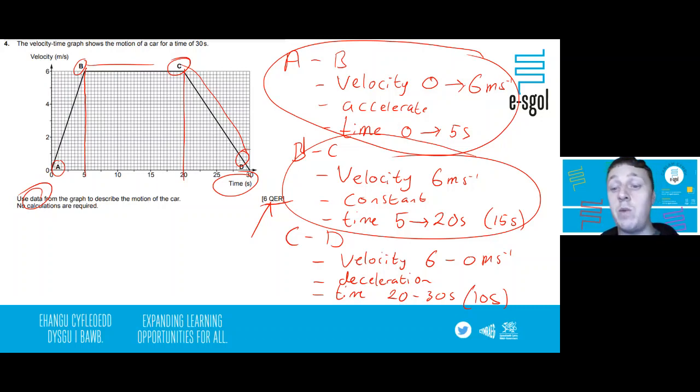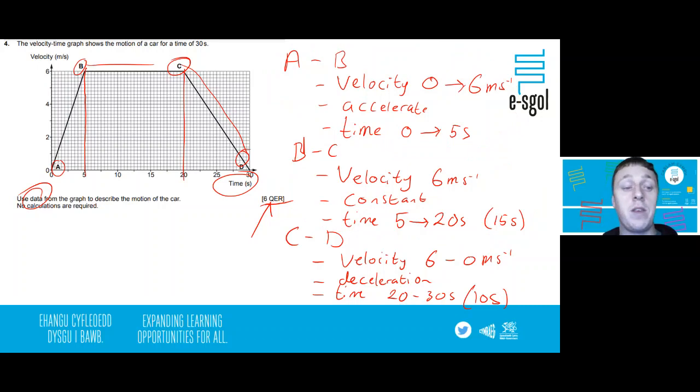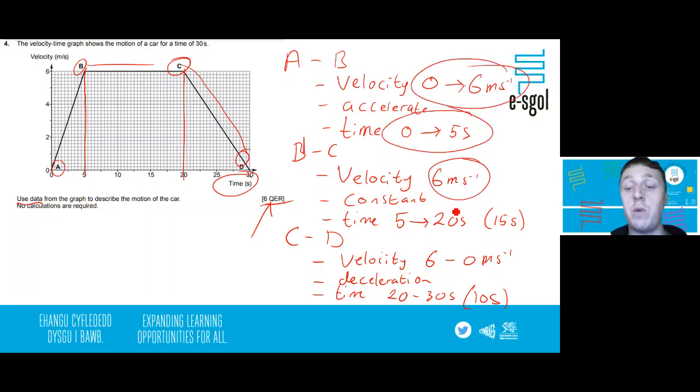We've identified the keywords we could put into our answer, and we can see, are we answering the question? Are we using data? Well, through identifying these numbers, we're not just using keywords, we're identifying the numbers to describe the motion. There are no calculations because we could go back and calculate the acceleration and deceleration. However, it's not needed in this question for the 2022 paper.